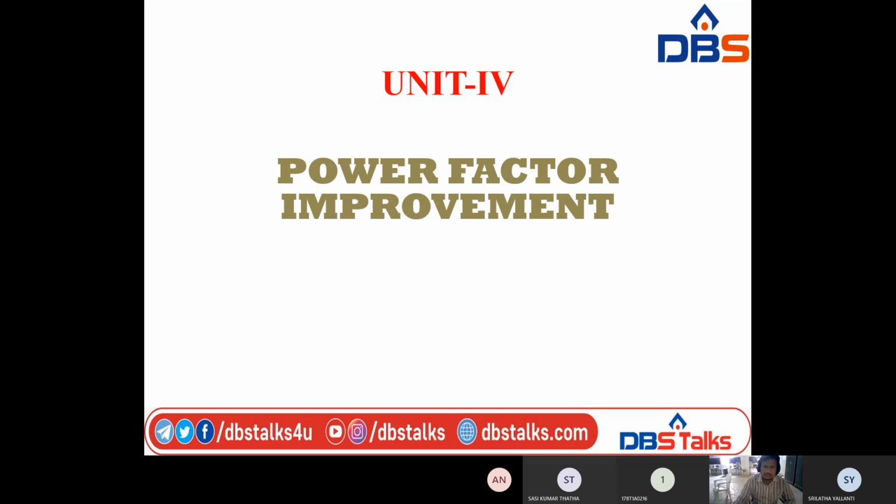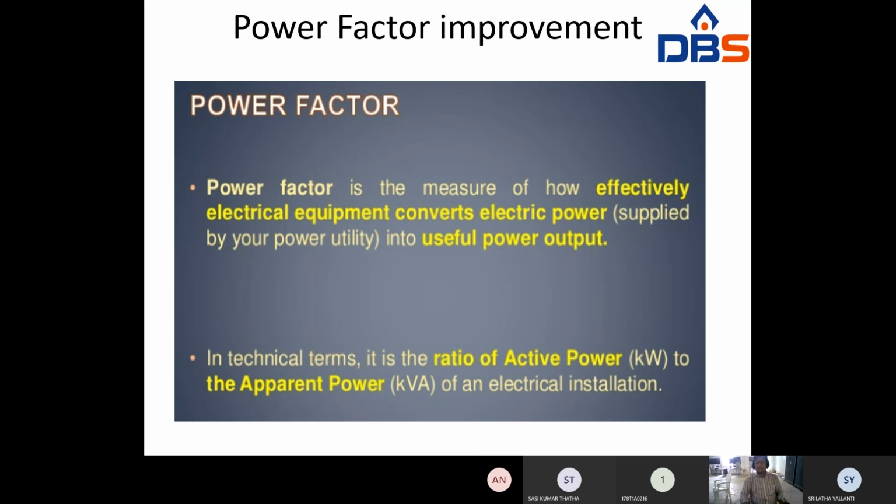So what is power factor? Generally, power factor is nothing but the cosine of the angle between the voltage and current, as you studied in the earlier semester, 2-1 Electrical Circuits 1. So cos phi is the power factor. Maximum value is 1, minimum value is 0. That means 0 to 1.